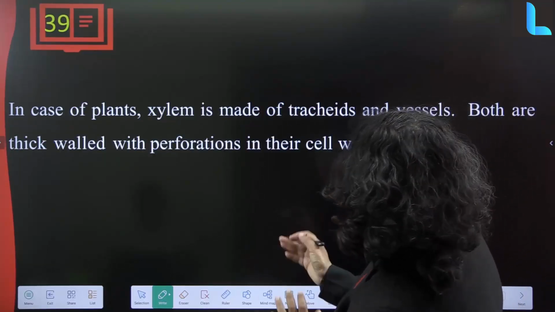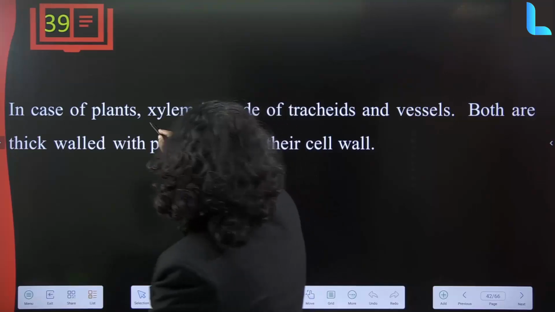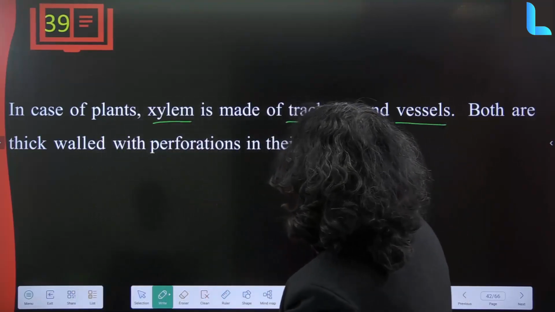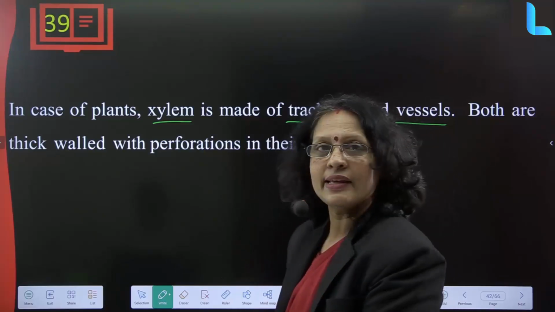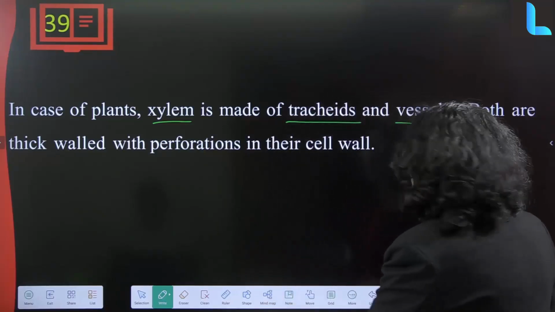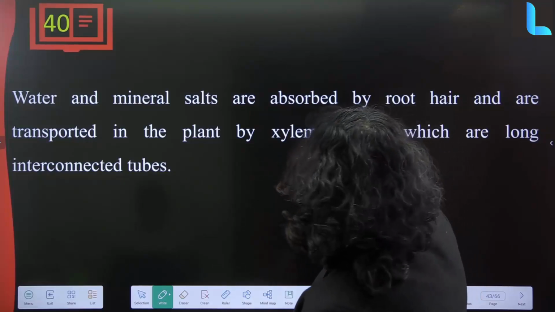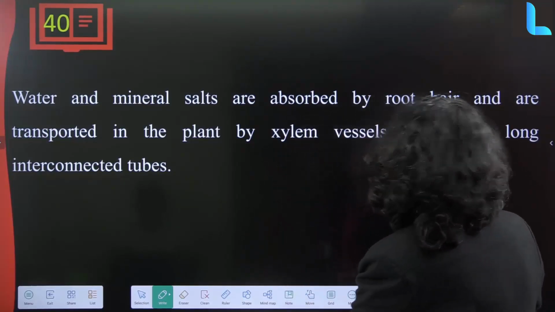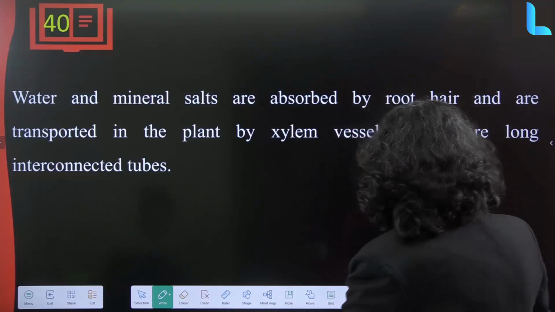In the case of plants, what is the xylem made up of? It is made up of tracheids and vessels. Both are thick walled with perforations in their cell wall, okay. And if we talk about it, water and minerals are absorbed by root hair and are transported in the plant by xylem vessels, which are long interconnected tubes.